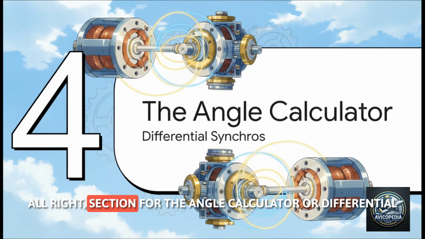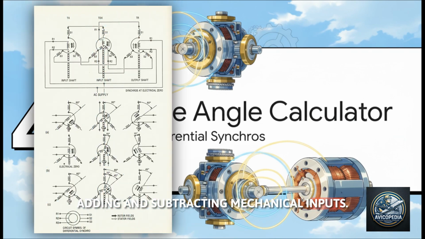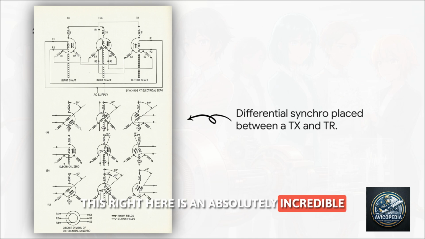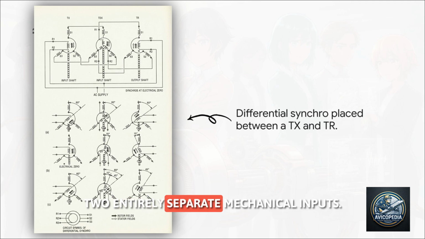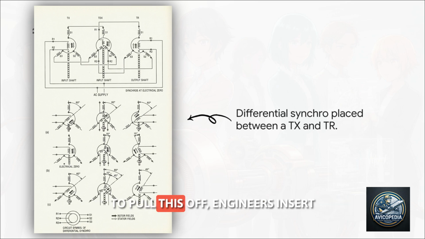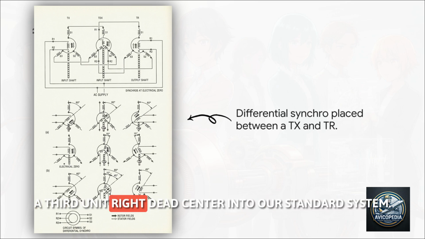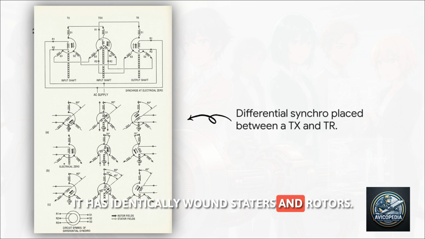All right, section 4, the angle calculator or differential, adding and subtracting mechanical inputs. This right here is an absolutely incredible analog method for mathematically combining two entirely separate mechanical inputs, again, without a single line of digital code. To pull this off, engineers insert a third unit right dead center into our standard system. Look at that unit labeled TDX in the middle. It has identically wound stators and rotors.